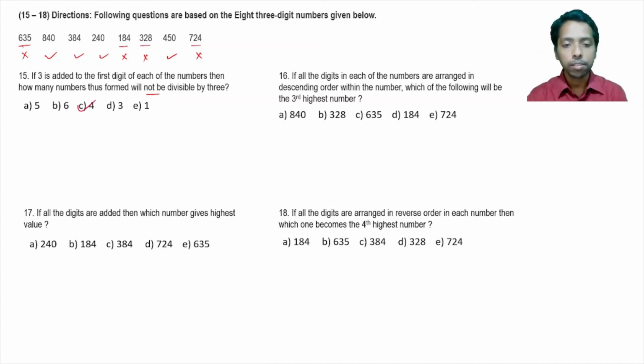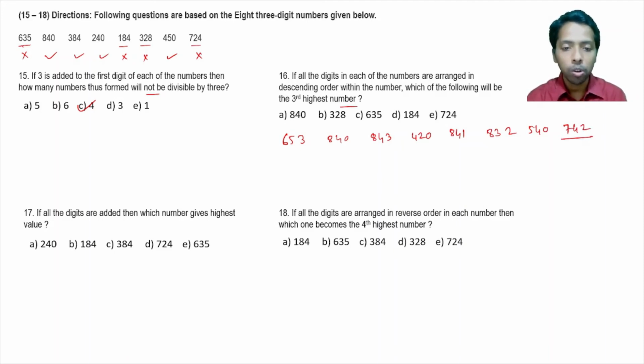Right? Moving to next. If all the digits in each of the numbers are arranged in descending order within the number, which of the following will be third highest number? So arrange the digits in each of these numbers in descending order within the number. Let's do it. So 653, then 840, then 843, then 420, then 841, then 832, then 540, then 742. These are the set which is asked to do.